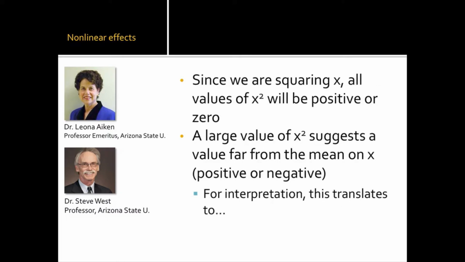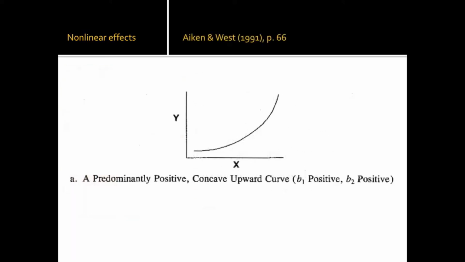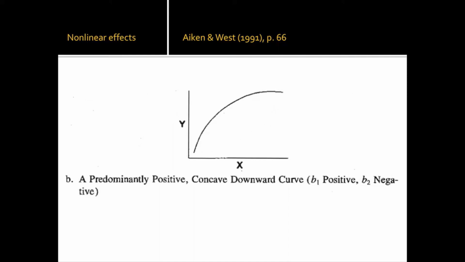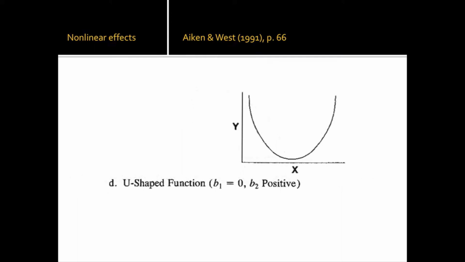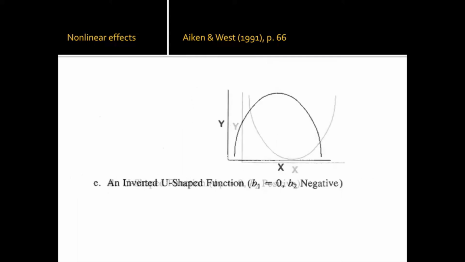So again, if both of those are positive, you're going to see a curve that looks like this if you graph it out between your x and your y. You can also just look at a scatter plot and judge whether this might fit. The other scenarios here: b1 positive, b2 negative will result in a concave down curve like this. The b1 negative, b2 negative looks like so. The b1 0, b2 positive looks like this. And then the b1 0, b2 negative looks like this.